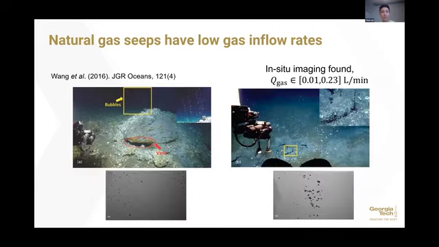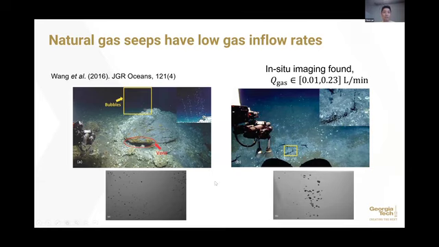But a new scenario arises when your dispersed phase concentration or void fraction is very low. Here I'm showing you an example of that, which is a natural methane gas seep on the ocean floor. This is an in situ photo of a gas seep in the Gulf of Mexico taken by Wang et al., 2016. What you're looking at is a vent where you have methane gas bubbles rising up.